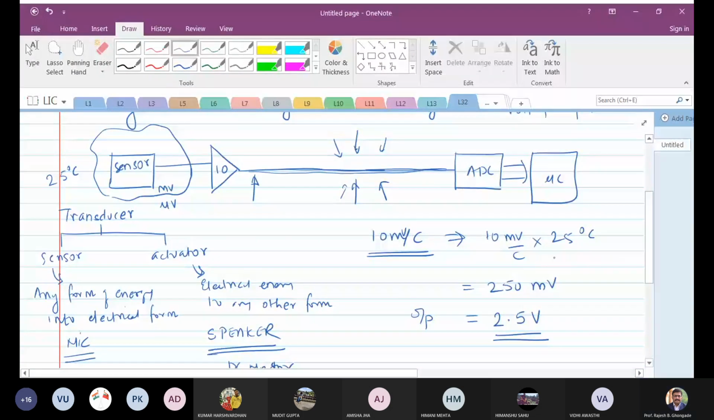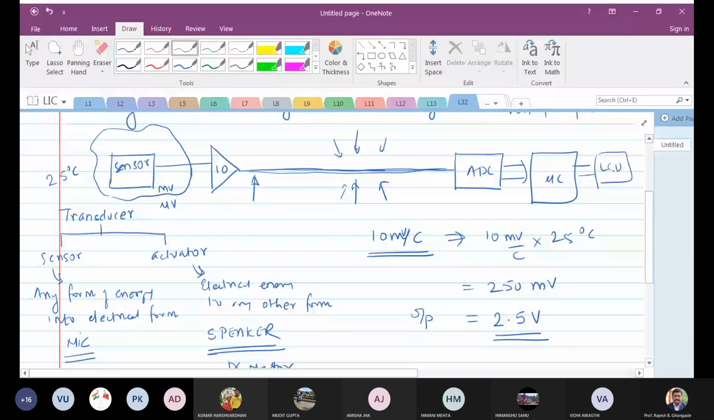Is that correct, guys? Yes, sir. Okay, now fine. The ADC will do its job, and then correspondingly you can get some readout on some LCD or something like that.